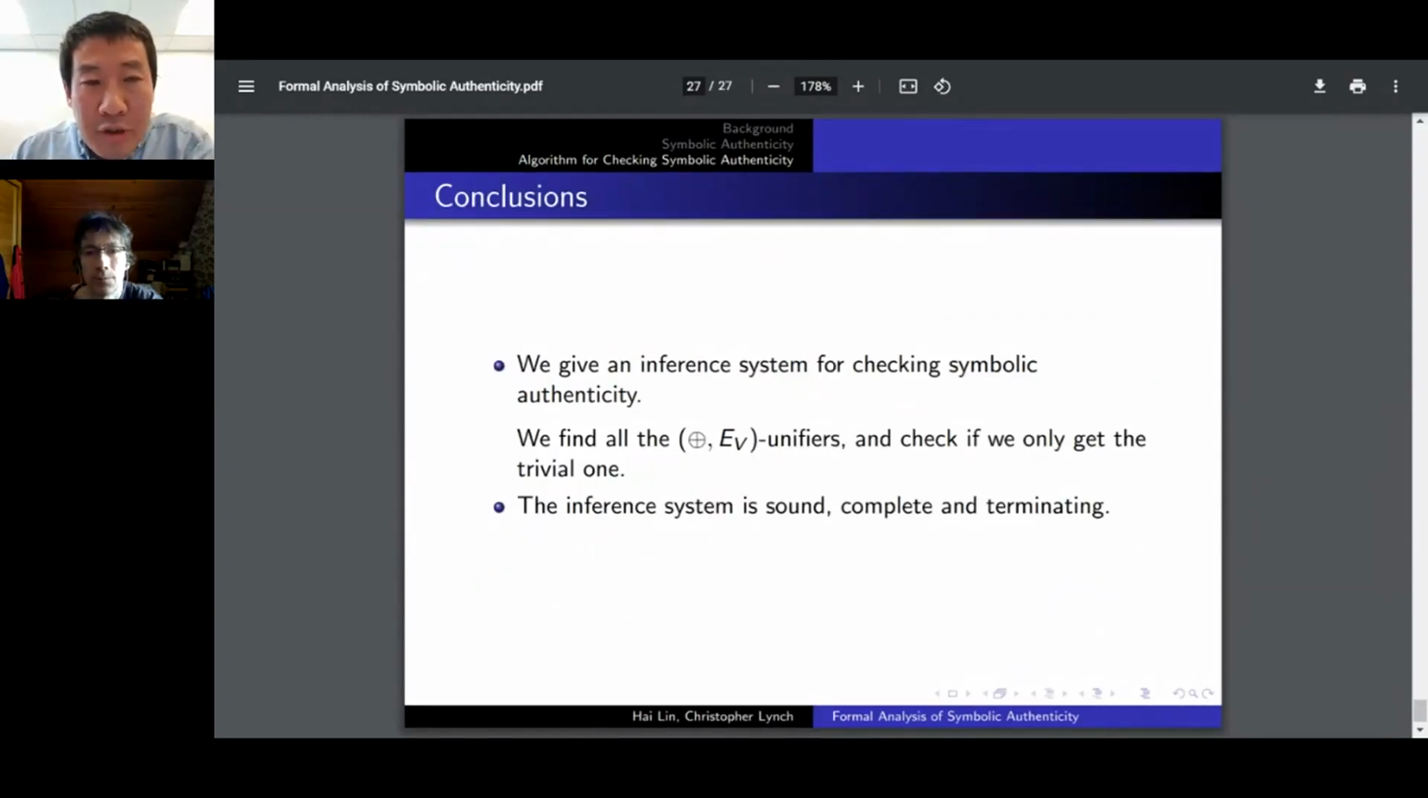So to conclude, we give an inference system for checking symbolic authenticity. We find all the special unifiers and check if we only get the trivial one. And the inference system is sound, complete, and terminating for checking symbolic authenticity.